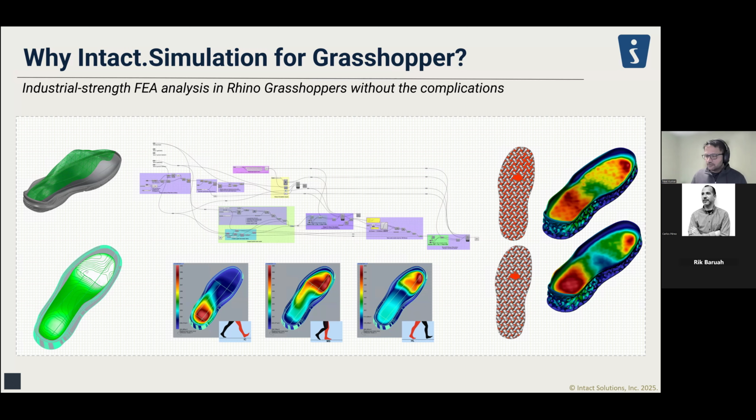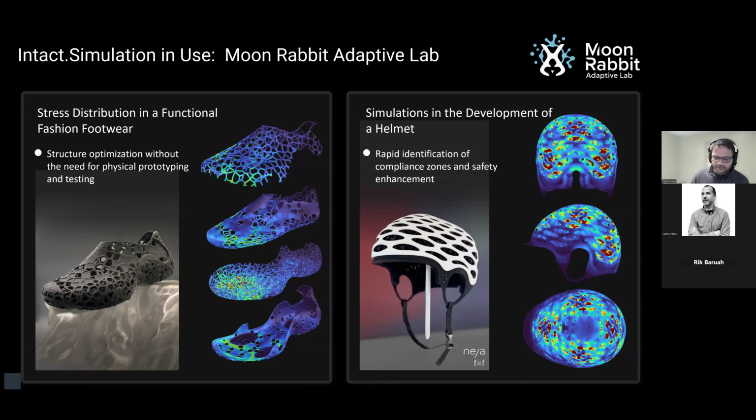So that was Intact.Simulation. It has been out for almost 2 years now. We have seen a lot of success out there already, a lot of cool usage. Shout out to Moonrabbit Adaptive Lab for this use case, where Jesus and his team designed this high performance shoe, not just with aesthetics in mind, but performance as well. And on the right, you see a helmet design, again lightweight and comfortable, but meeting the functional requirements that were imposed on it.